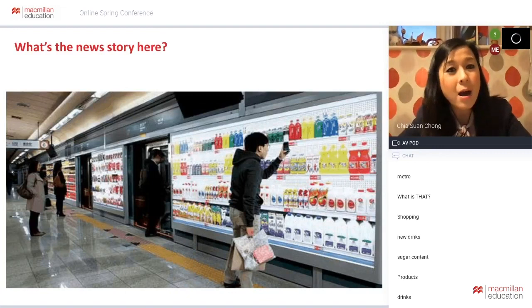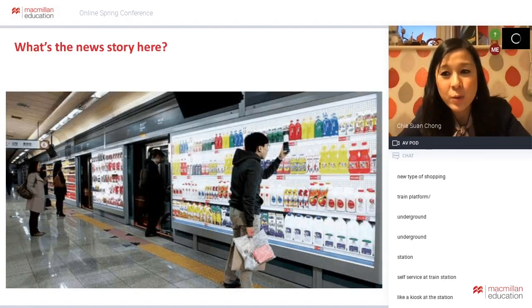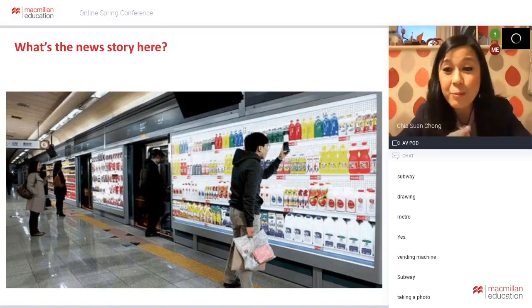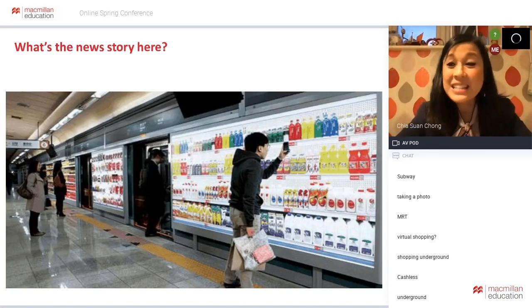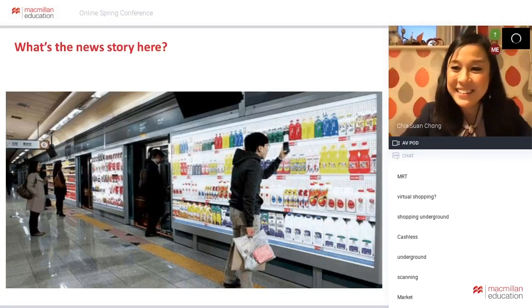Have a think about it. Where are they? Have a look around. Where are they? And what do you think the man in the photo with the phone is doing? Okay, can you see the other man actually getting onto a train? So they're in a train station. They're in a metro, a subway, underground, yes. It's not a vending machine.